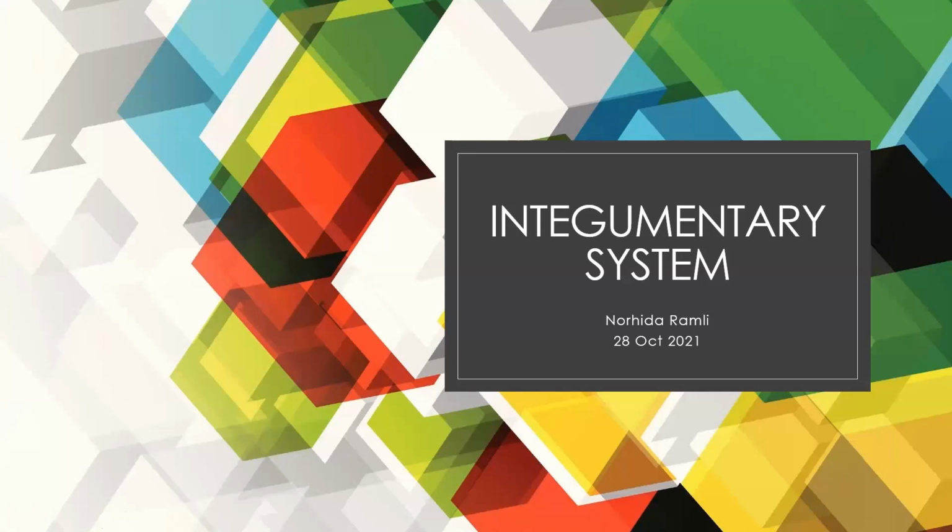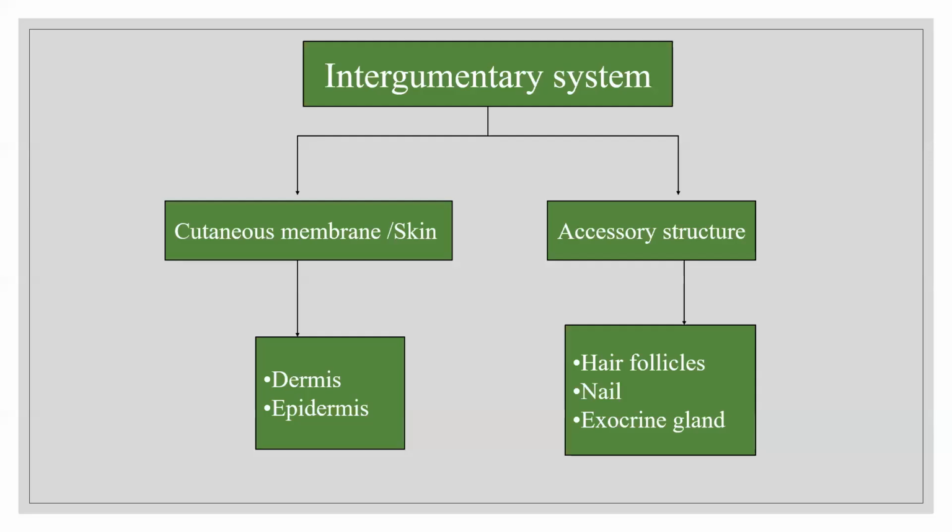I'm going to talk about the integumentary system. The integumentary system consists of two main parts: the cutaneous membrane, or skin, and the accessory structures. Under the cutaneous membrane, we have the dermis and epidermis layers. In the accessory structures, we have hair follicles, nails, and also exocrine glands.